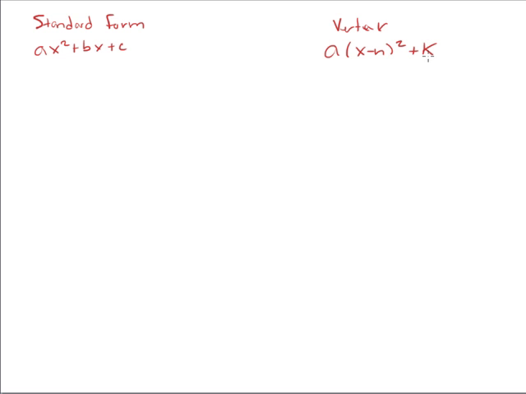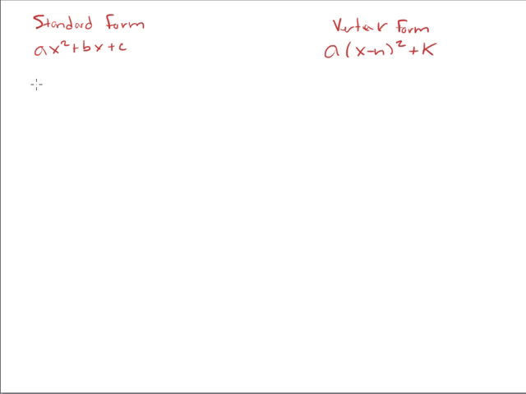So this h and k are related to the vertex of my quadratic, or of my parabola. Remember that h is the x-coordinate of the vertex, and k is the y-coordinate of the vertex. So that is going to be important later on. But first, let's just take a look at a standard form quadratic and what we would do to go about converting it into vertex form.